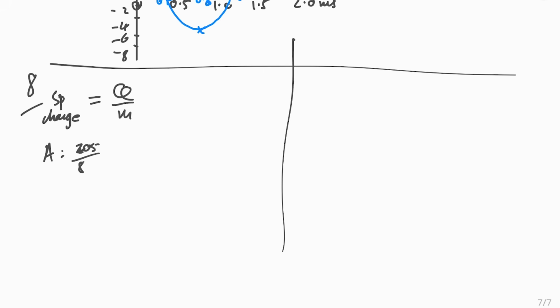And 80. So that's going to be 80 divided by 205, if we're just talking about charge divided by mass. B is going to be beta minus decay of a magnesium nucleus. So that ends up being 28 and 13. So that's going to be 13 divided by 28.